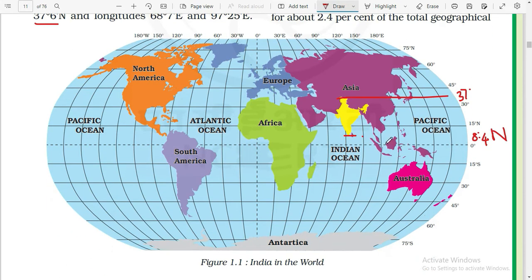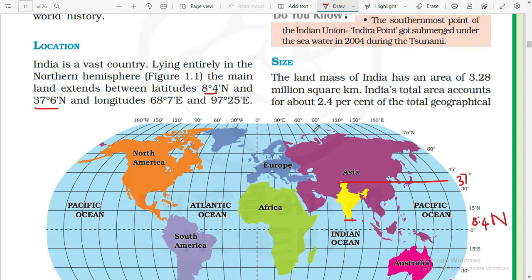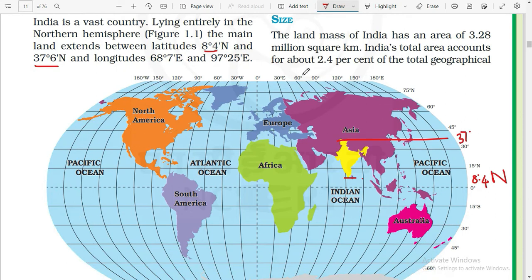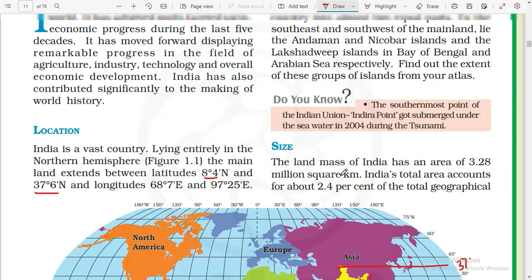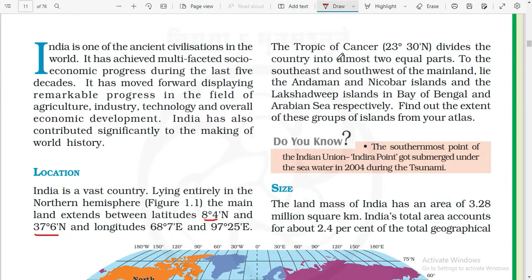Similarly, this is latitude, and these are the longitude lines. Latitude lines extend from left to right and longitudes from top to bottom. So the longitude lines, see here 60, here 90, so in between nearly 75. Here it extends between 68.7 to 97.25.